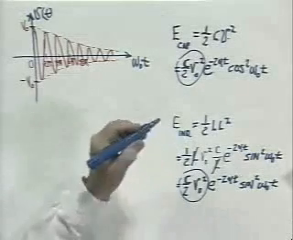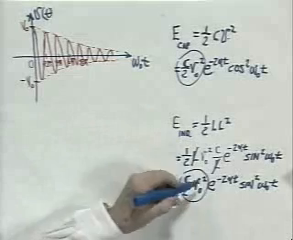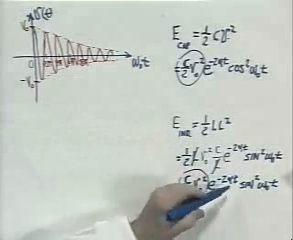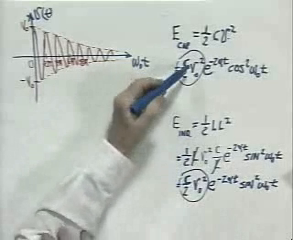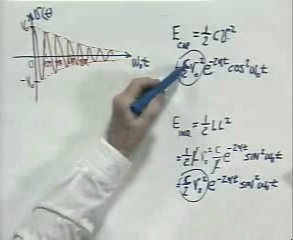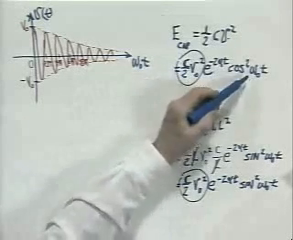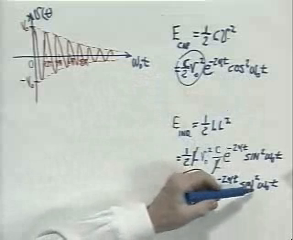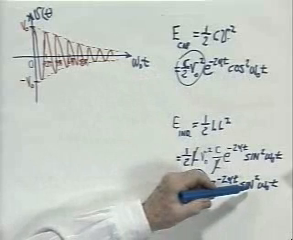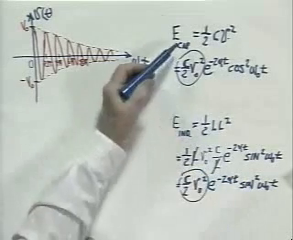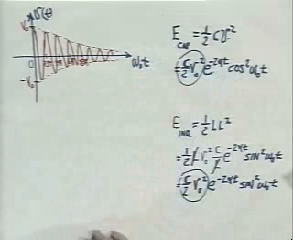The energy stored in the inductor varies as sine squared, but has a peak value for any particular time, any particular e to the minus 2 alpha t, which is equal to the peak value of the energy stored in the capacitor at a different time. That is, the energy stored in the inductor is at a maximum when sine equals 1, a quarter cycle after the energy stored in the capacitor, which is a maximum when cosine equals 1.